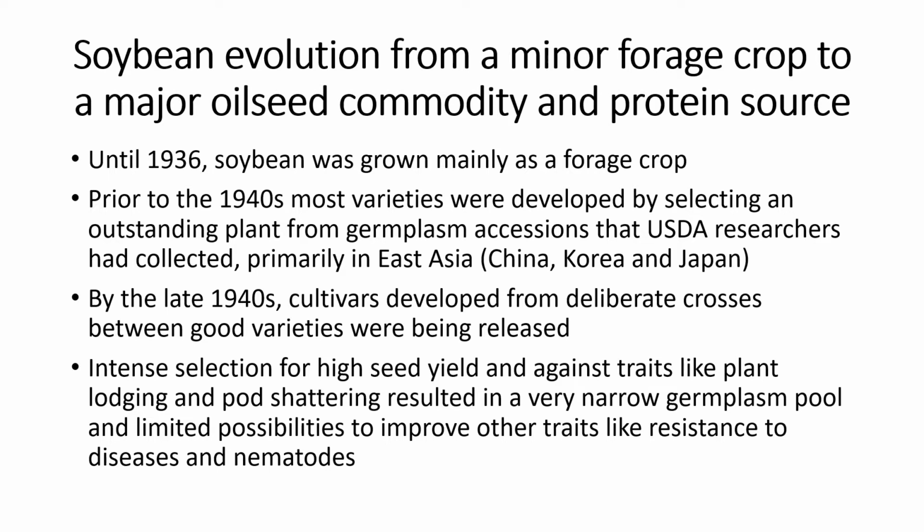By the late 1940s, cultivars had been developed from deliberate crossing of the most promising germplasm accessions that had been imported from Asia and other parts of the world, and intense selection to improve yield and to avoid traits like lodging and pod shattering resulted in a very narrow germplasm base. And so that's been a problem that's been difficult to deal with, but part of the value of the USDA soybean collection is to try and increase that germplasm base.